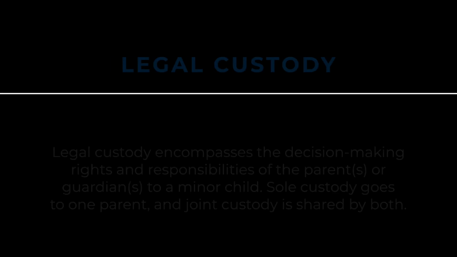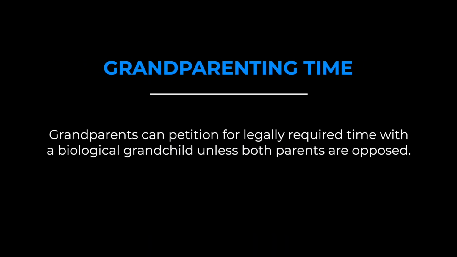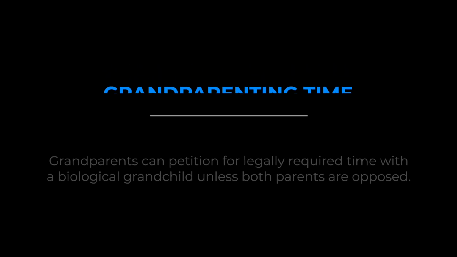First, let's review what terms must be included in a Michigan custody agreement. Legal custody. Legal custody encompasses the decision-making rights and responsibilities of the parents or guardians to a minor child. Sole custody goes to one parent and joint custody is shared by both. Grandparenting time. Grandparents can petition for legal required time with a biological grandchild unless both parents are opposed.